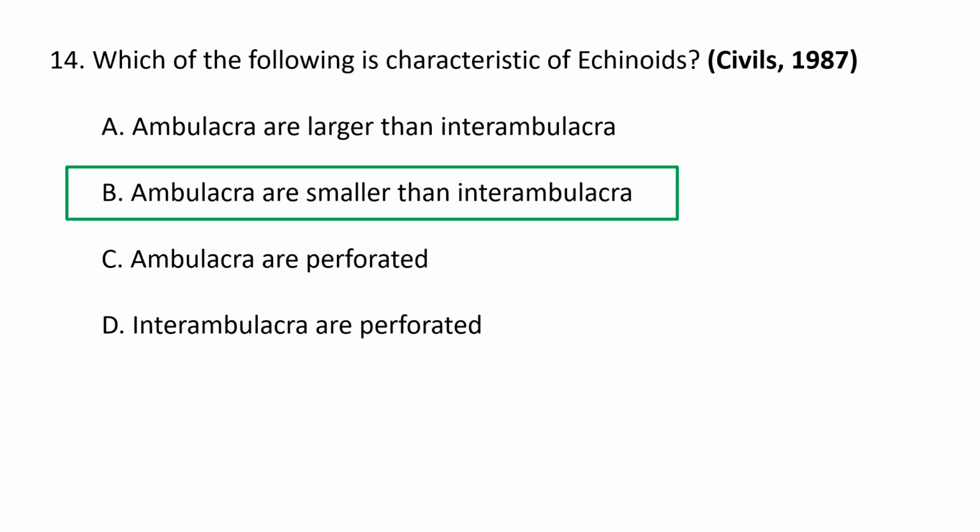The five narrower ambulacra are each made up of two rows of interlocking and alternating ambulacral plates, which contain minute pores for the tube feet. Alternating with these ambulacra are the wider interambulacra. Again, these are formed of two rows of interlocking interambulacral plates bearing bosses but no pores for tube feet. So ambulacra are smaller than interambulacra. B is the correct answer.